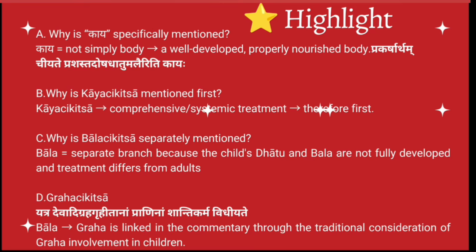What it refers to is actually the complete and strong dhatus, the properly functioning dosha, dhatu and mala, the good bala, the good sattva, and a comparatively developed or prime state of the body. The word Kaya here denotes all these things, which is not actually told in the shloka, but is interpreted by Arunadatta. So he gives a quotation: Chiyate prashasta dosha dhatu malairiti kayah. So this is what Kaya is.